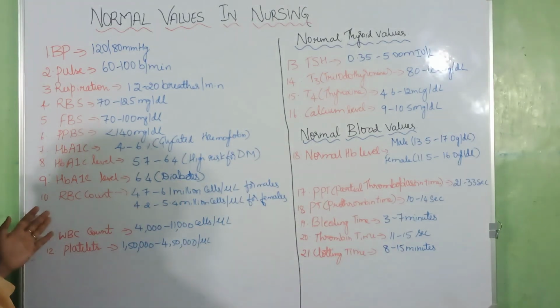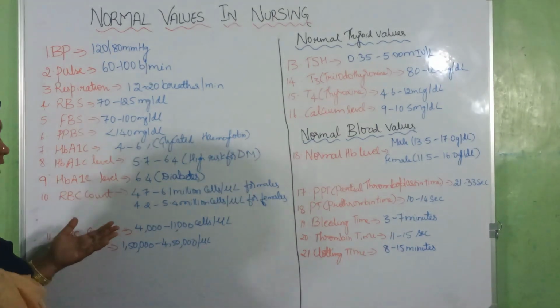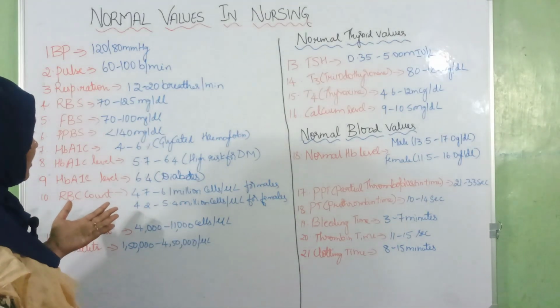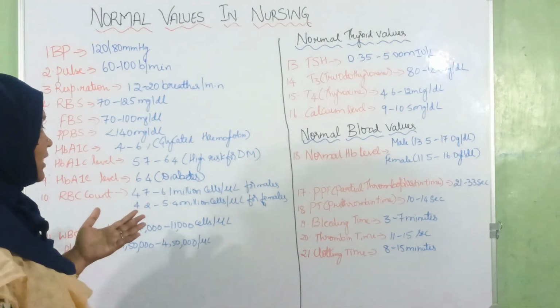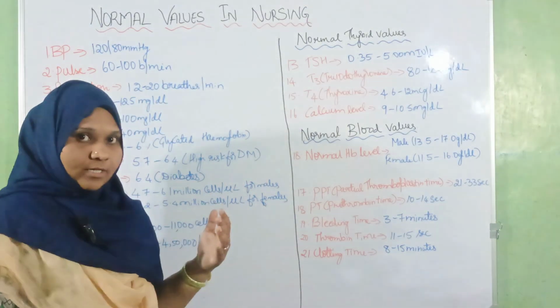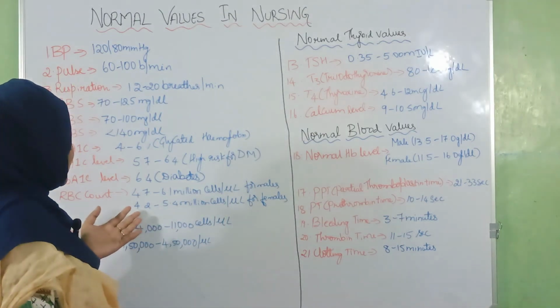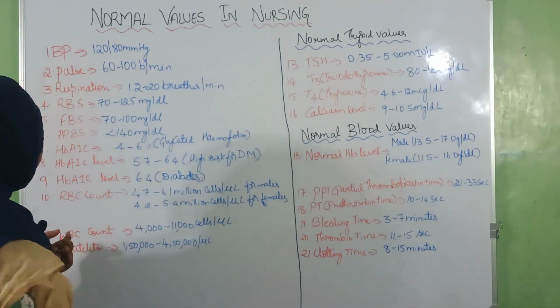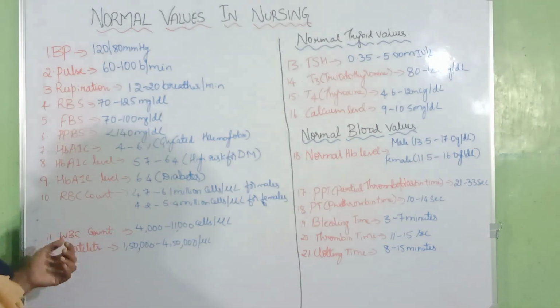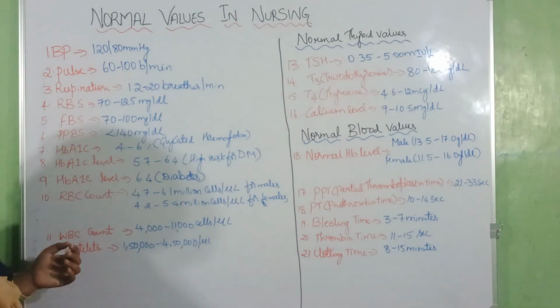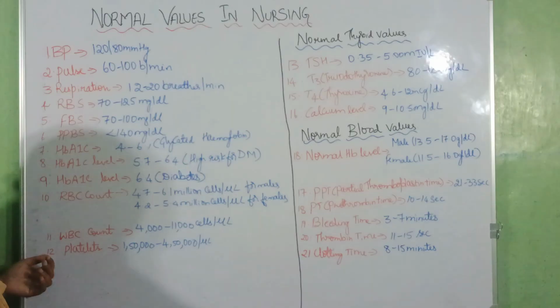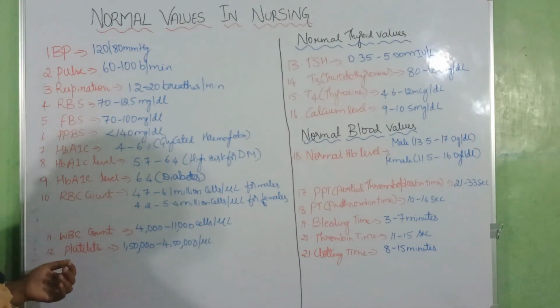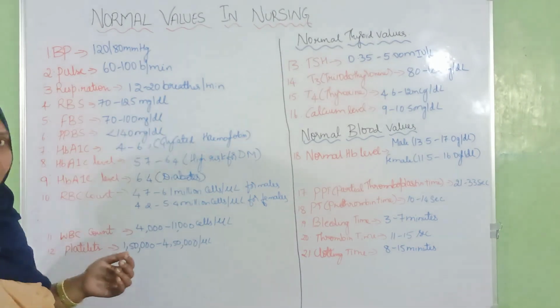So RBC, red blood cell count, that is male is different and female is different. For males it is 4.7 to 6.1 million cells per microliter, and for females it is 4.2 to 5.4 million cells per microliter. WBC, that is white blood cell count, it is 4,000 to 11,000 cells per microliter, and platelets it is 1,50,000 to 4,50,000 per microliter.